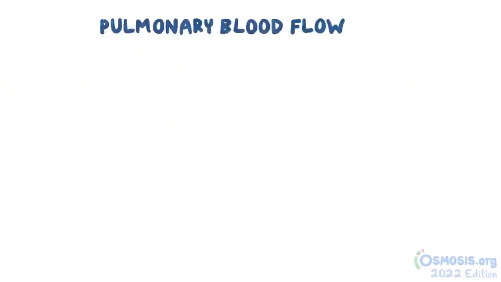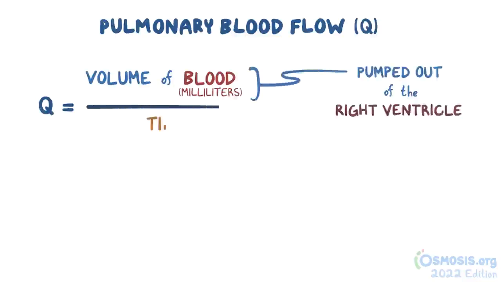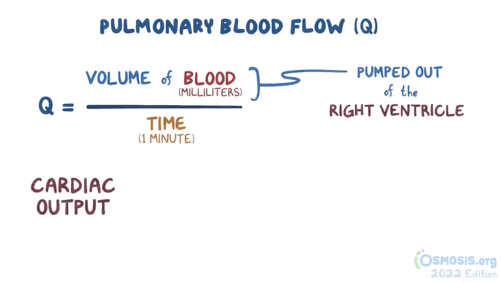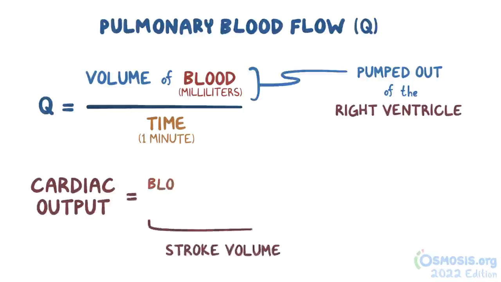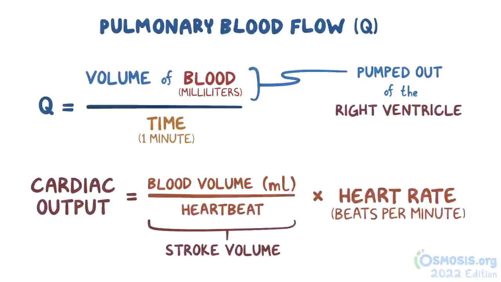Pulmonary blood flow, or Q, is the volume of blood, usually in milliliters, that's being pumped out of the right ventricle over time, usually in 1 minute. Said differently, pulmonary blood flow is the cardiac output of the right ventricle. The cardiac output is the stroke volume, or the volume of blood pumped per beat from the right ventricle of the heart, expressed as milliliters per heartbeat, multiplied by the heart rate in beats per minute.